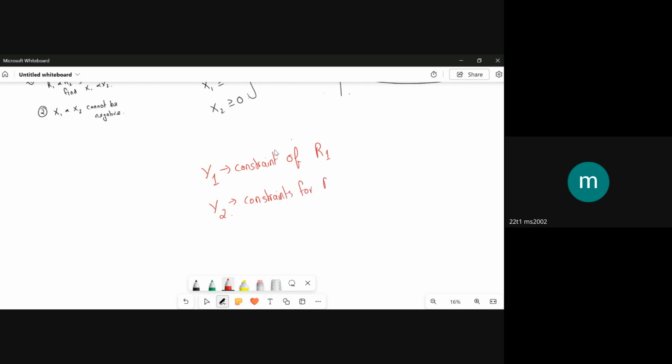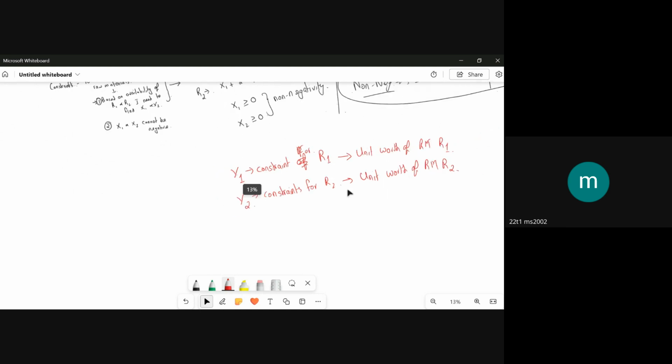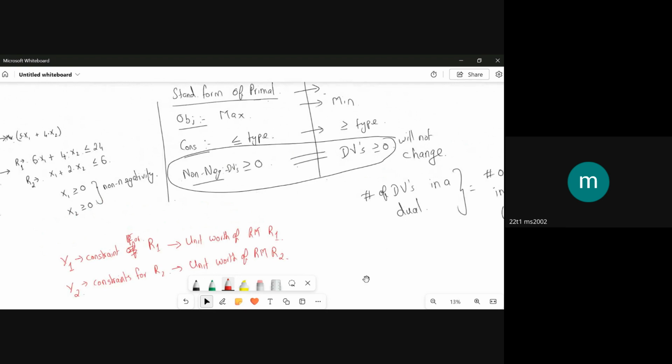Let me call this for R2. Constraint for R1, constraint for R2. How do you define Y1? Y1 is defined as the unit worth of raw material R1, and Y2 refers to the unit worth of raw material R2, right? So Y1 corresponds to the unit worth of raw material R1, Y2 corresponds to the unit worth of raw material R2. So that is my definition of my two decision variables in the dual.